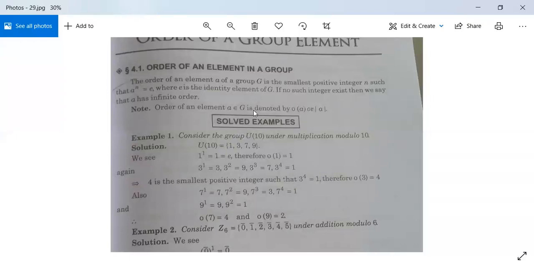Order of an element a in G we denote it by o(a) or a under two vertical lines. तो ऑर्डर a हो गया. A to the power n is equal to e है, तो order a will be n. देखो एग्जांपल. Consider the group U10 under multiplication modulo 10. Then U10 will be 1, 3, 7, 9.